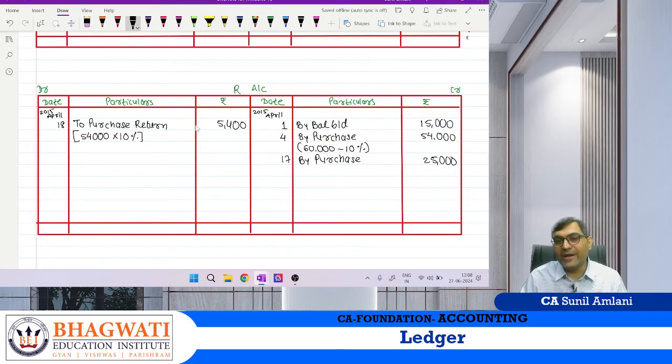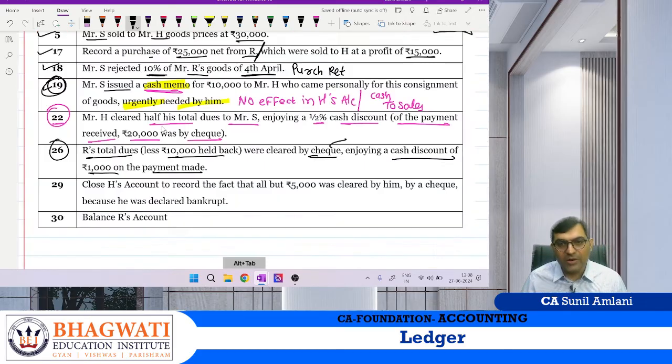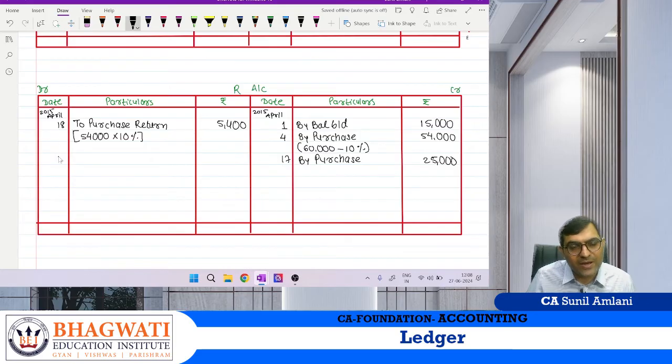But are we paying full 88,600? Answer is no. 10,000 we are holding back. Okay. So how much we are clearing? How much we are settling? 78,600. But are we paying 78,600? No. 1,000 discount and remaining is what? Paid. Repaid by check. 26. So can I write on 26 like this? To bank 77,600 and to discount received 1,000.